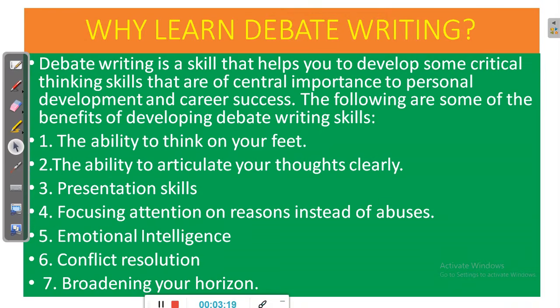Then, why learn debate writing? Why is debate writing important? Debate writing is a skill that helps you to develop some critical thinking skills that are of central importance to personal development and career success. The following are some of the benefits of developing debate writing skills. Of course, the first one is the ability to think on your feet.